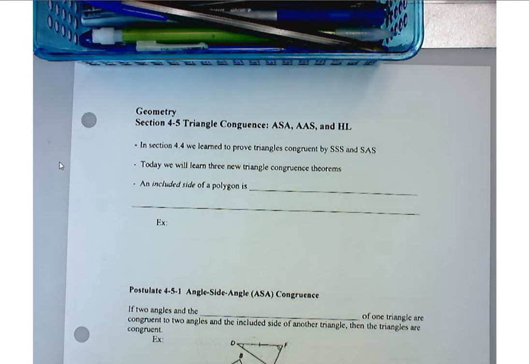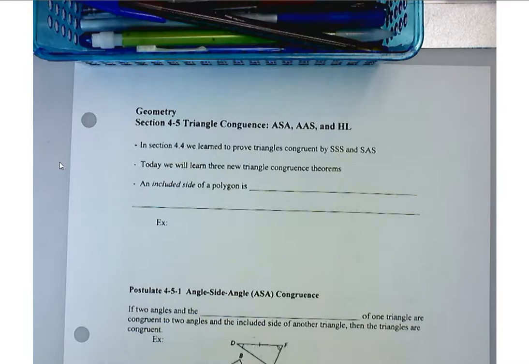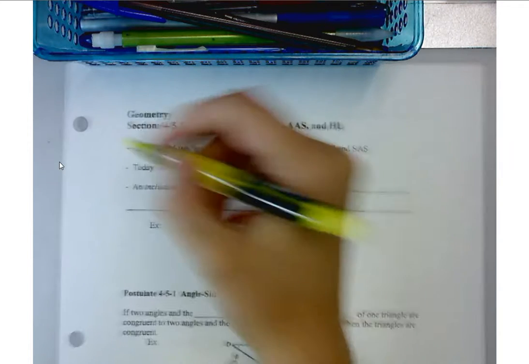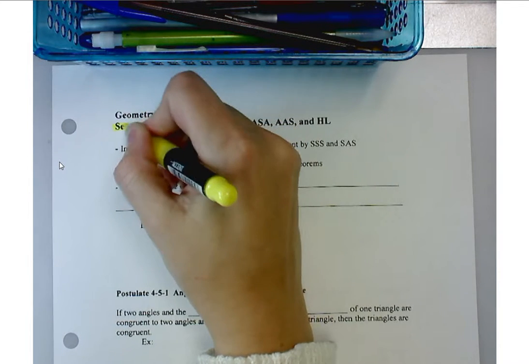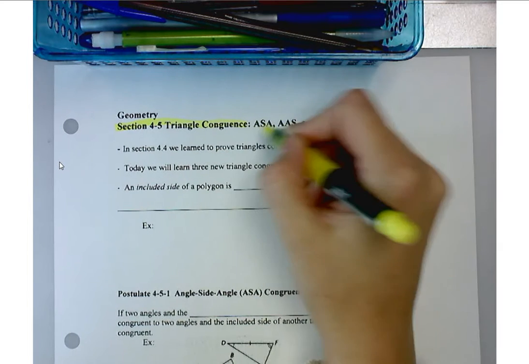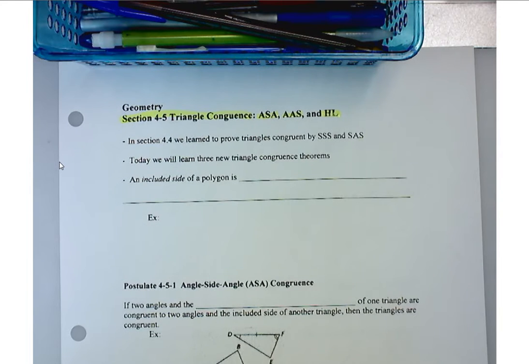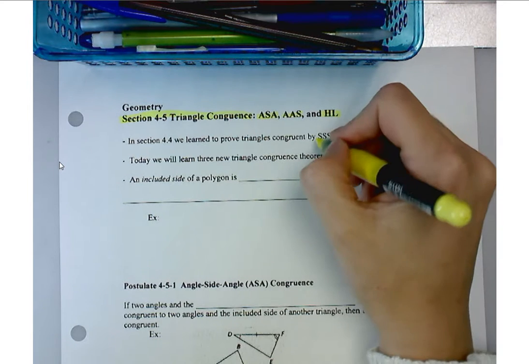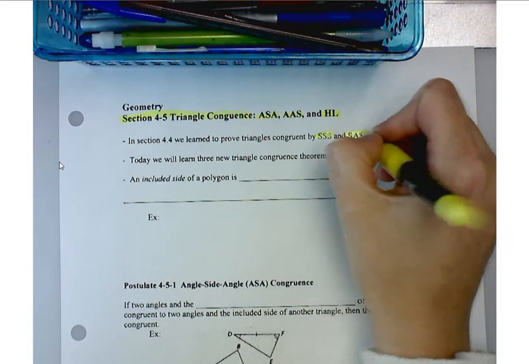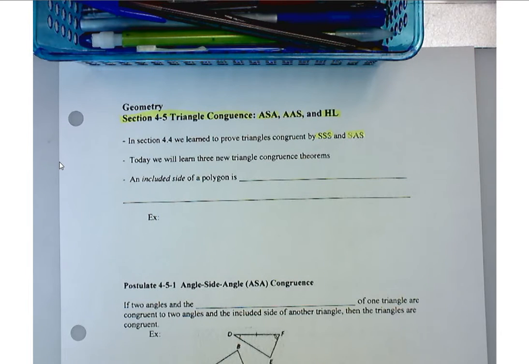On Monday we talked about side angle side and side side side. Last week we talked about the definition of congruent triangles. Today we are going to learn 3 new congruence theorems, and they are called ASA, AAS, and HL. For your bell work, I told you to draw pictures of side, side, side, and side angle side.